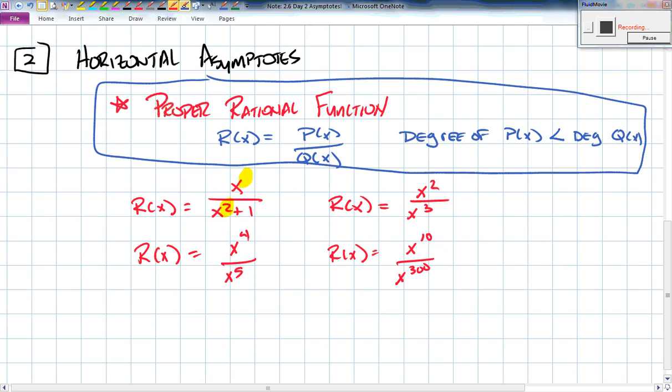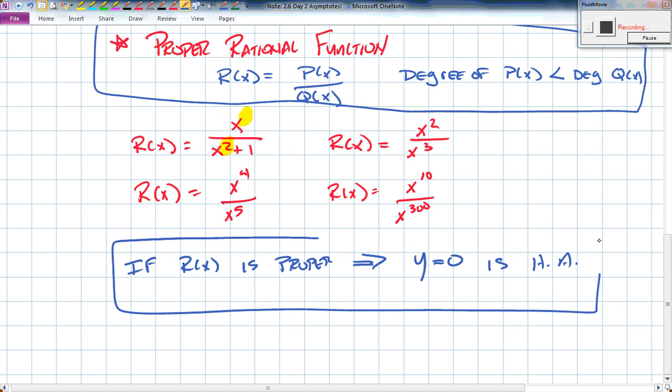Now here's the cool part. If r of x is proper, then it implies y equals 0 is the horizontal asymptote. How crazy is that? Implies means that if this happens, then therefore this will happen. So in simpler terms, if the degree of the numerator is smaller than the degree of the denominator, then your horizontal asymptote will be 0, the line y equals 0.